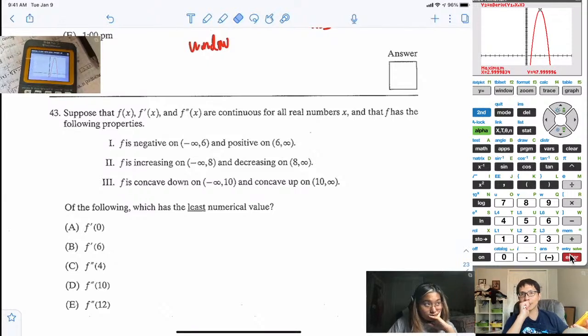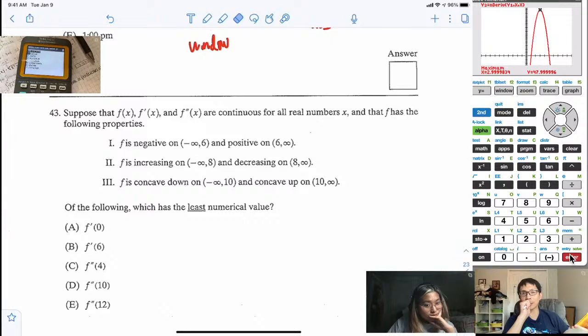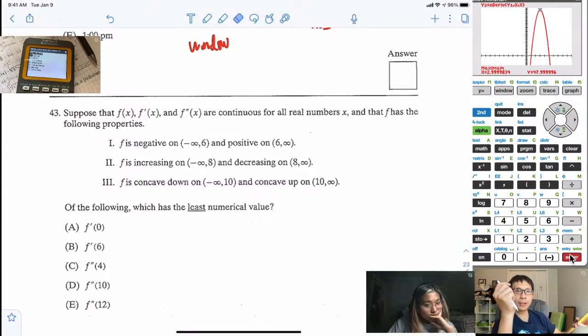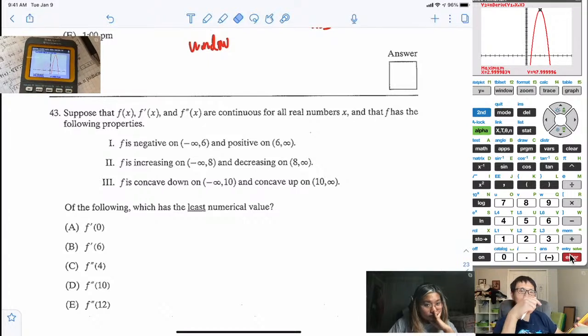Second trace and find the maximum, because they want a max rate of change. So we're going to go to maximum. And then you're going to go to the left side of the peak and the right side of the peak. You're going to press enter each time, and then when it says guess, you're going to press enter again.